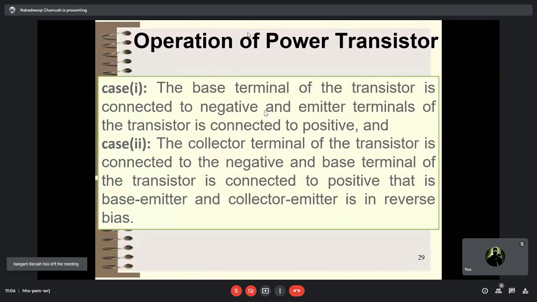In case two, the collector terminal of the transistor is connected to the negative, and the base terminal is connected to the positive. That is, the base emitter and collector emitter junctions are reverse biased.